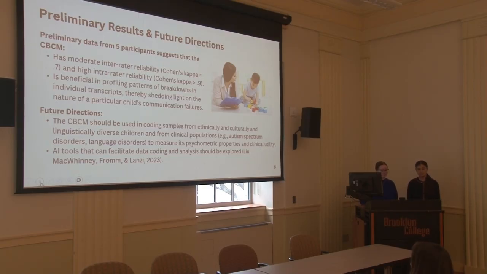And for our future directions, there are 2 main areas that we will focus on. First, the CBCM should be applied to a more diverse population. Our sample was limited to individuals who identify as Caucasian, and we plan to diversify our sample in terms of ethnicity moving forward. We also plan to include children from different cultural and linguistic backgrounds, as well as clinical groups, such as those on the autism spectrum and those with language disorders.